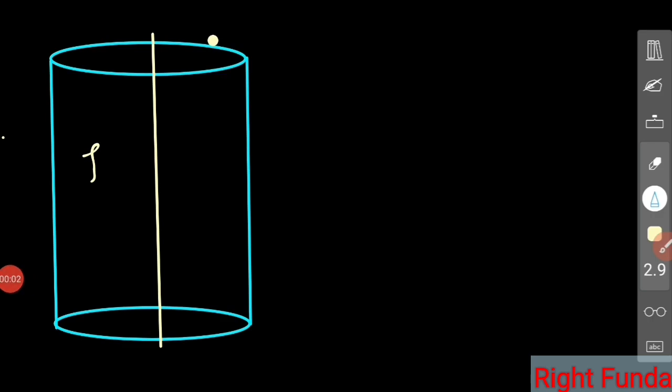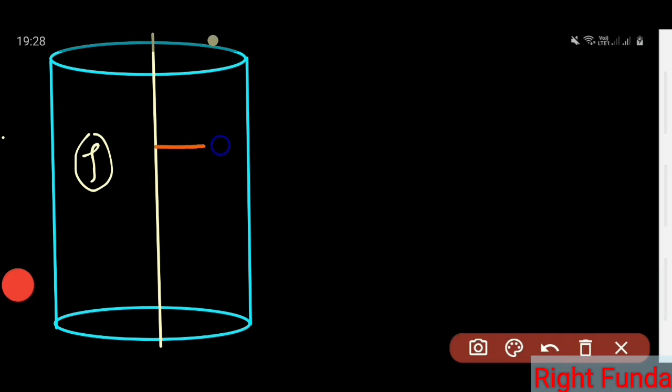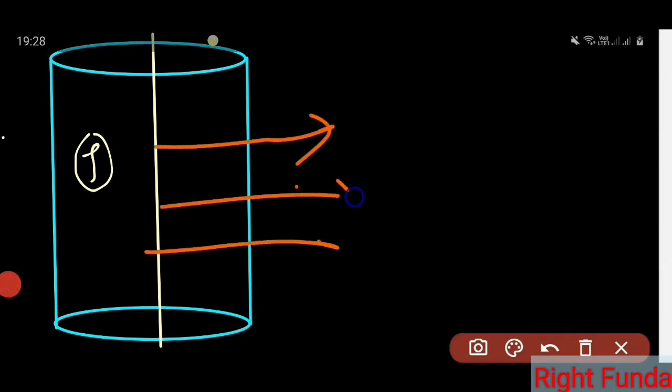If we have an infinitely long cylinder with charge density rho, then we know it produces an electric field everywhere, a radially outward electric field is produced everywhere.